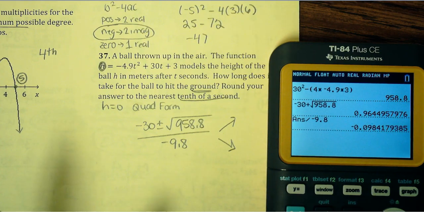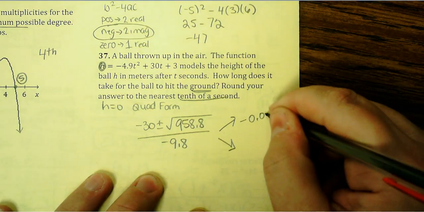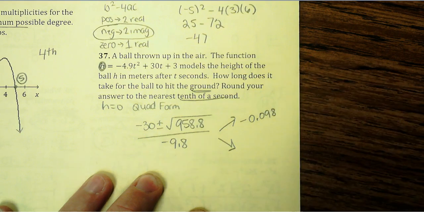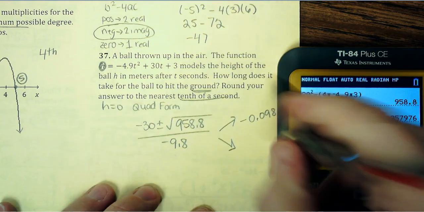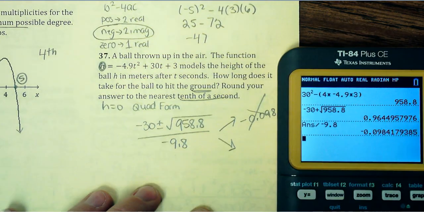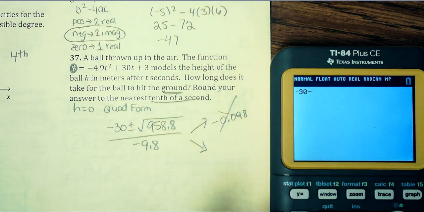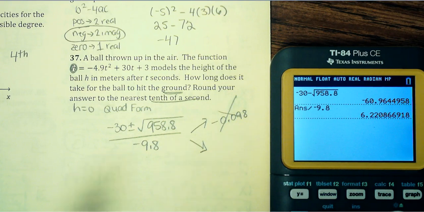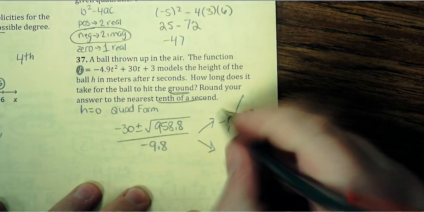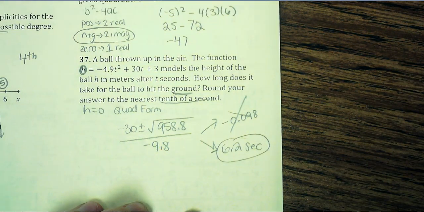Now, I can see right there, I got negative 0.098. I know it says to the nearest tenth, but honestly, I'm not going to pick that answer because t represents time, and you can't have a negative time. So we're not going to pick that answer anyway. So I'm going to do negative 30 minus the square root 958.8, hit equals, and then I'm going to divide that by negative 9.8. That'll be positive to the nearest tenth, 6.2. So my answer here, 6.2 seconds, since the time is in seconds.